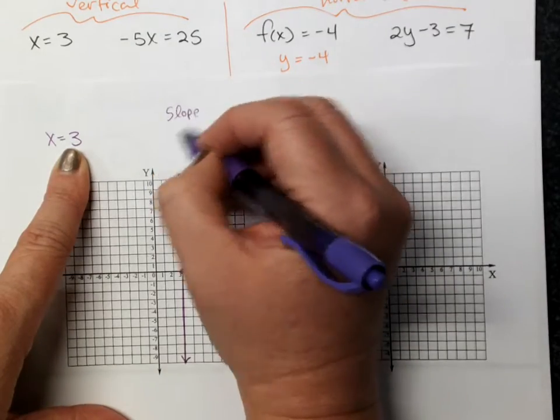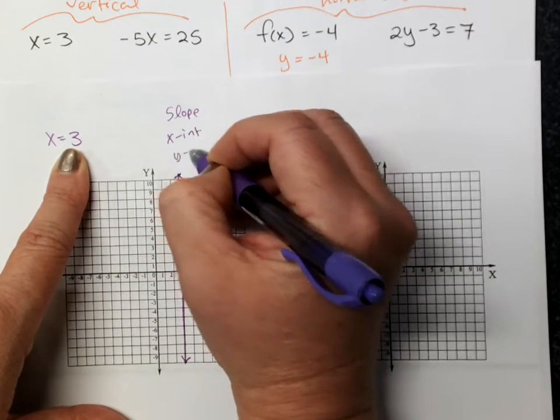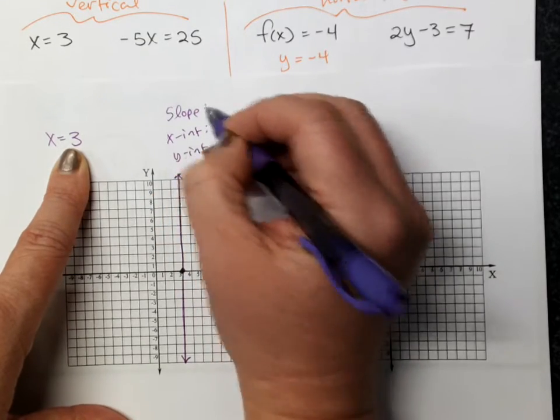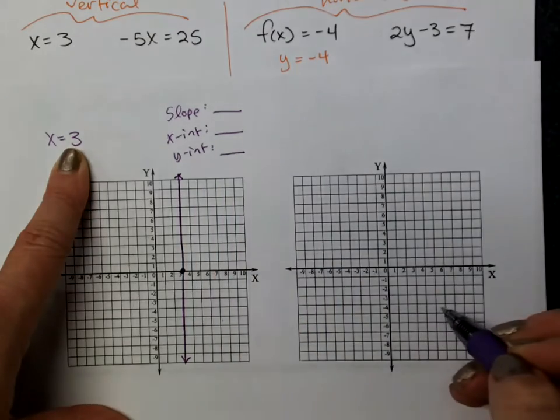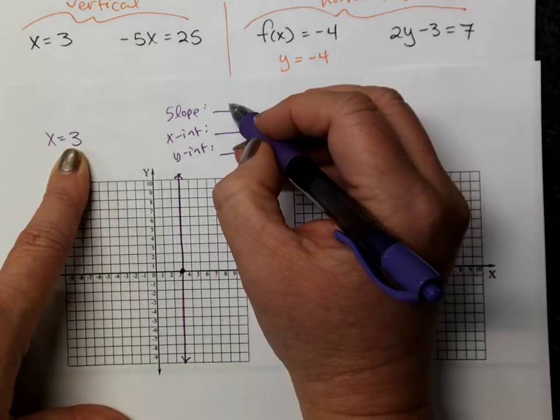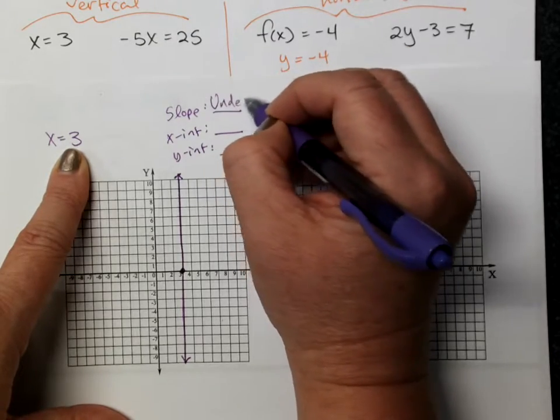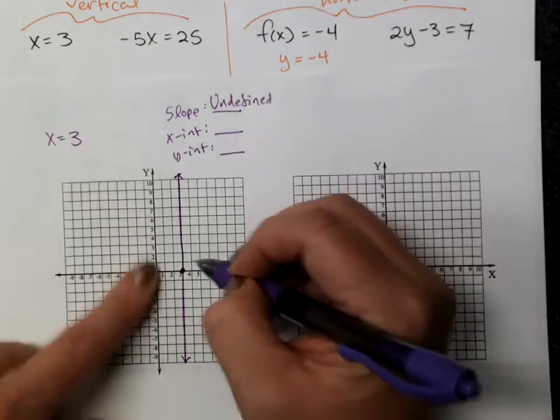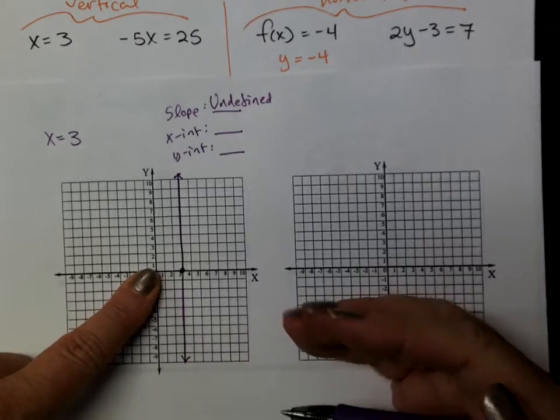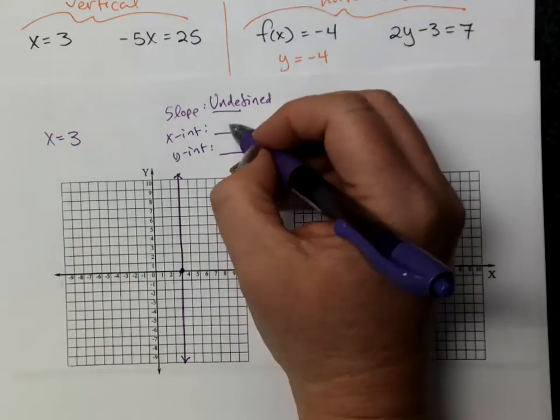And then when I'm asked slope, x-intercept, and y-intercept, what's the slope? Undefined. Not 0. Careful about that. Slope doesn't exist. You can't walk on it. Boom. Hit the wall. What's the x-intercept?